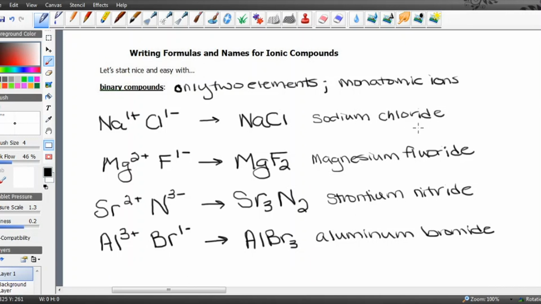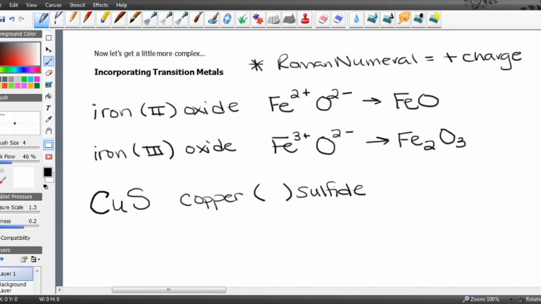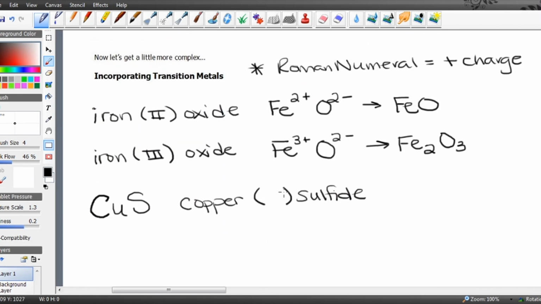Just like we did in these problems up here, where it's simply name the cation, name the anion, change it to -ide. You get the picture, right? We're doing the same exact thing down here. We're naming the cation, we're naming the anion, and we're changing the ending to -ide.